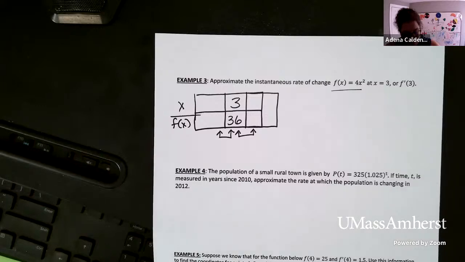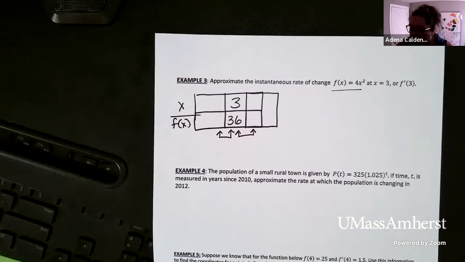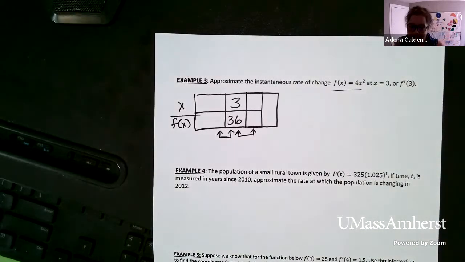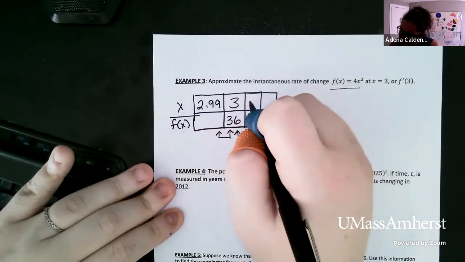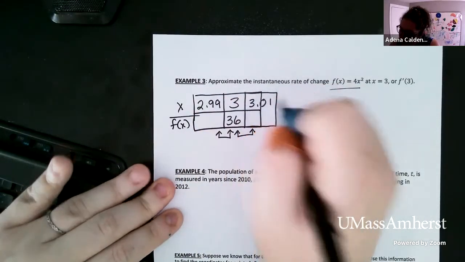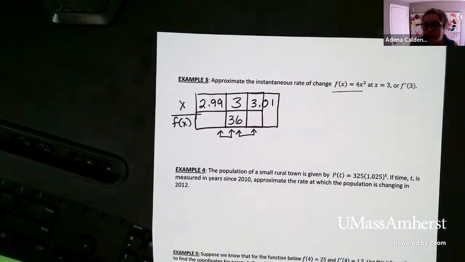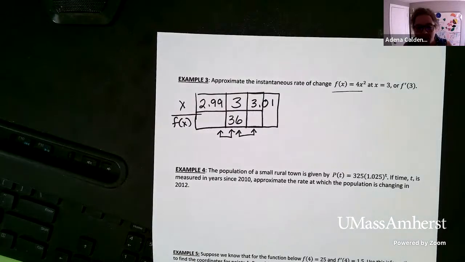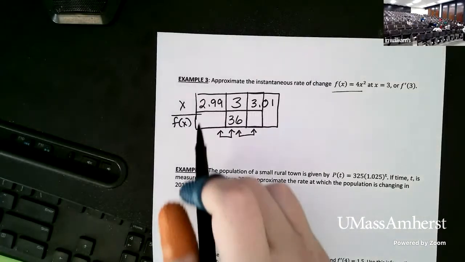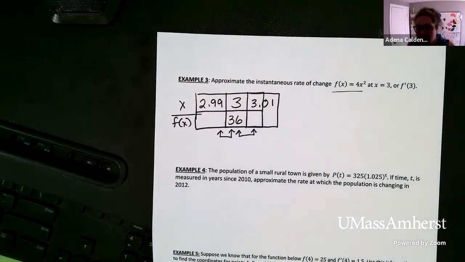Okay, so again, we want to make sure we understand this idea of closeness. And there's a couple different ways to do it that are totally fine. I will tell you that I picked 2.99 and 3.01. But if you picked 2.9 and 3.1, that's fine. If you picked 2.999 and 3.001, that's good too, right? But we want to be within at least 1/10 of 3.